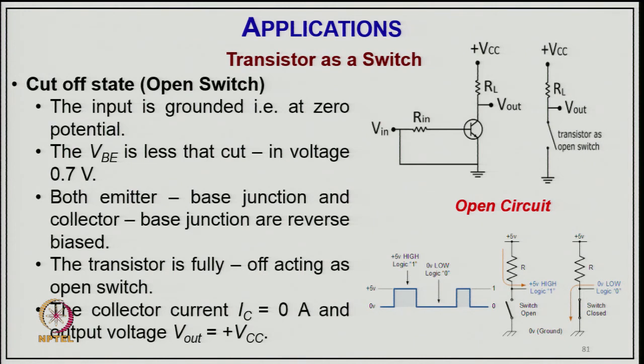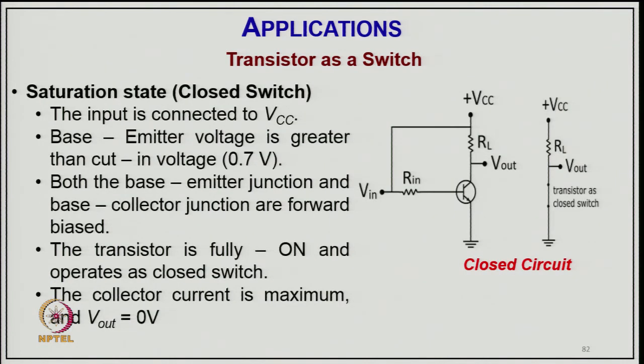So, for the transistor as a switch, we operate in the cutoff state, where you do not give any signal there, the input is grounded at 0, you can just see here, and the VBE is less than the cutoff 0.7 volt. Both the emitter base junction and collector base junction are reverse biased, and the transistor is fully off, acting as an open switch, and the collector current IC is 0, and hence the output voltage is equal to the supply voltage VCC, as you can see here in the open circuit.